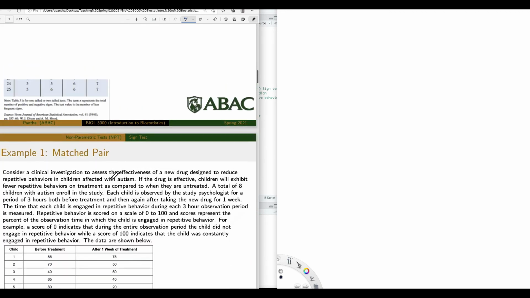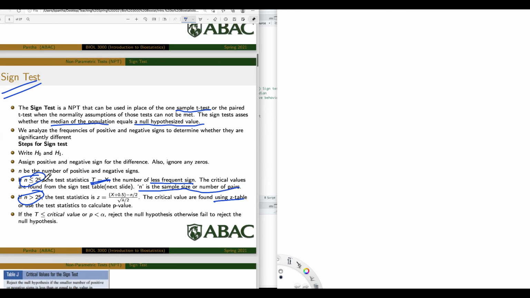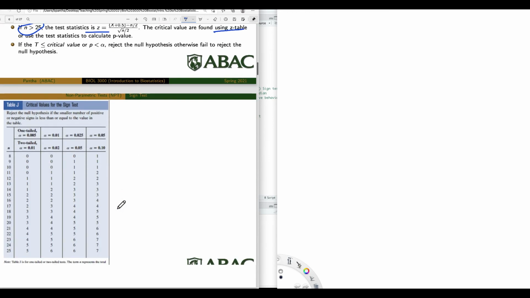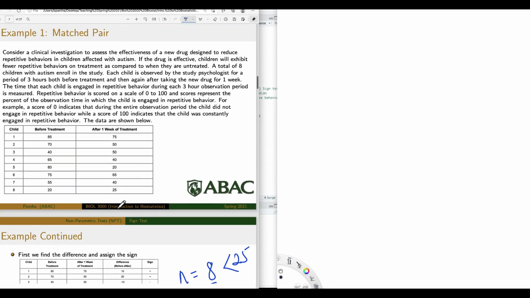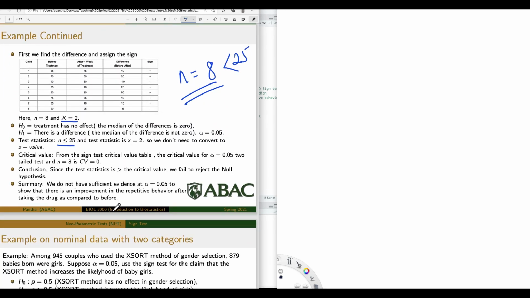You see that? This step says that if n is greater than 25, if the number of pairs of data, or the number of differences, is greater than 25, you need to find the z value. But here the number of pairs is 8, so you don't need to change that into the normal z value. So we don't need to convert to the z value. That's what it says. Okay, now critical value.